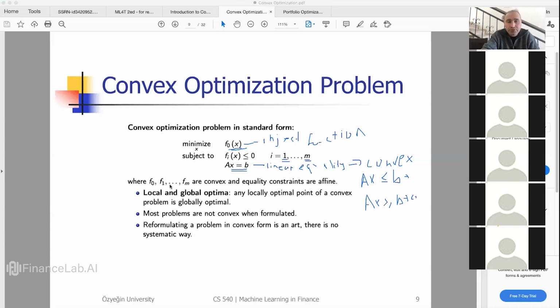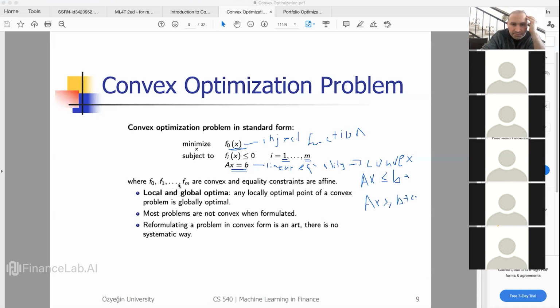And in this case, in order for this optimization problem to be convex, f0, the objective function, as well as the remaining constraints, f1 up to fm, should be convex. And since this is convex, one important property of convex problems is that local optima are global optima. So any local optimal point will be a global optimal point. That's why this is quite important.